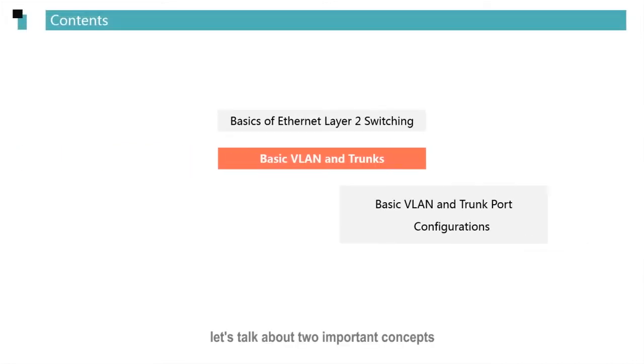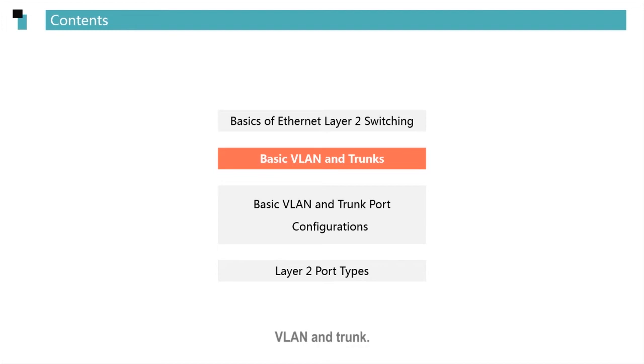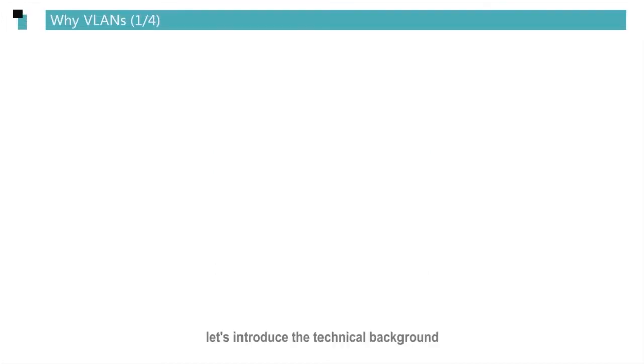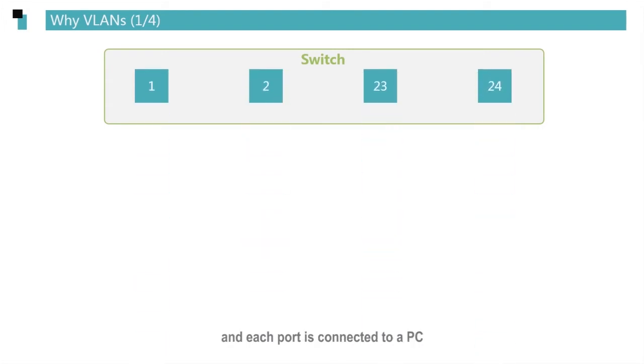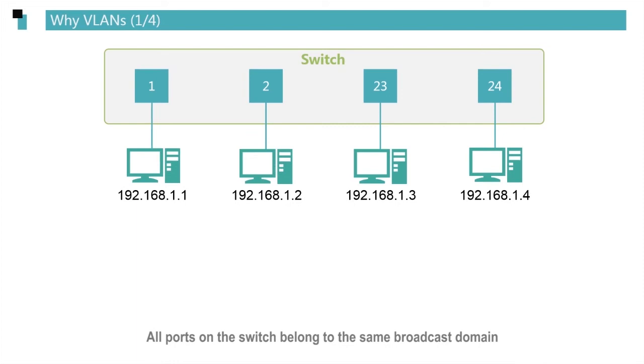Next, let's talk about two important concepts, VLAN and trunk. First, let's introduce the technical background. This is an Ethernet switch. It has 24 ports, and each port is connected to a PC. All ports on the switch belong to the same broadcast domain, a logical subnet, by default.